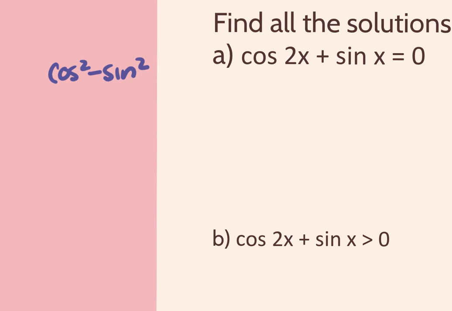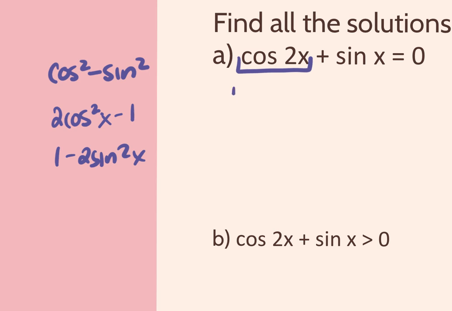What's the next one? 2 cosine squared x minus 1. So if I replace that, 2 cosine squared x minus 1 plus sine x, what's wrong? Still have 2 trig functions. So my last option is, and if I do that one, I only have sine, and I can work with it. That's why you need to know all 3, because one might be what you need over the others.